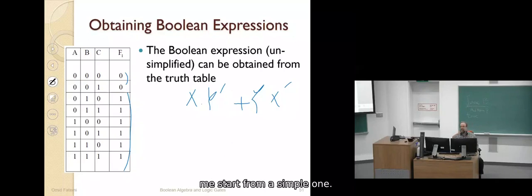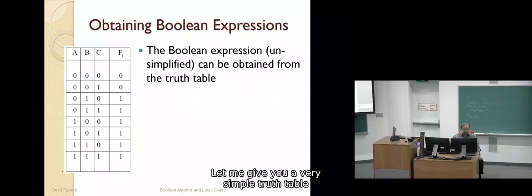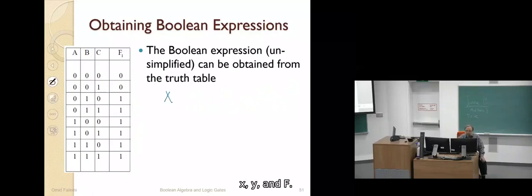Okay, let me start from a simple one. Then maybe you could tell me how to calculate this one. Let me give you a very simple truth table with two variables. So x, y, and f. Yes?